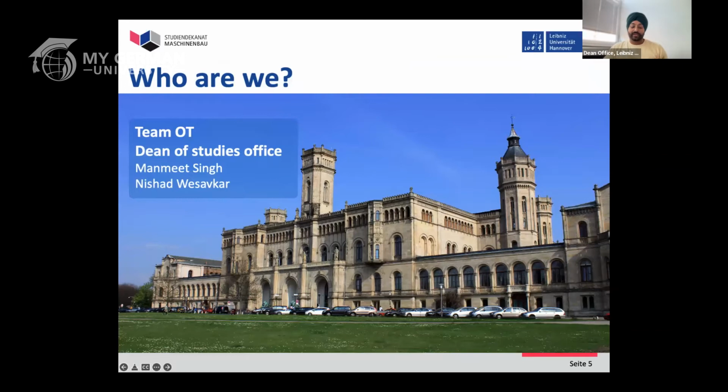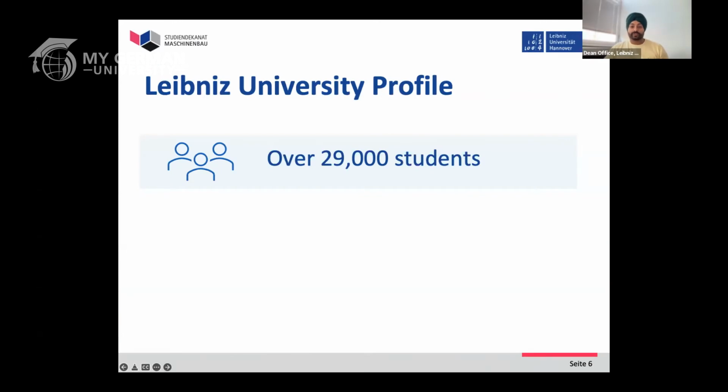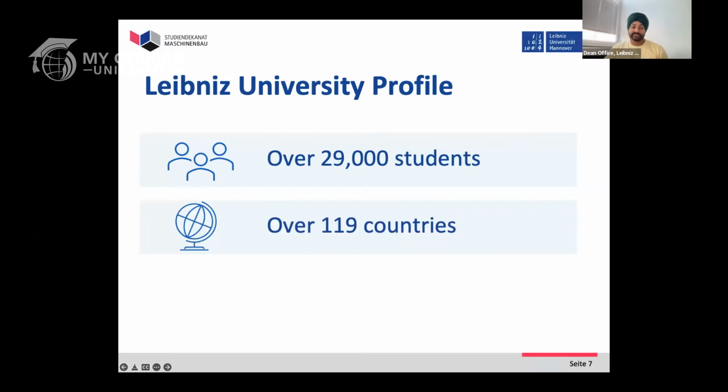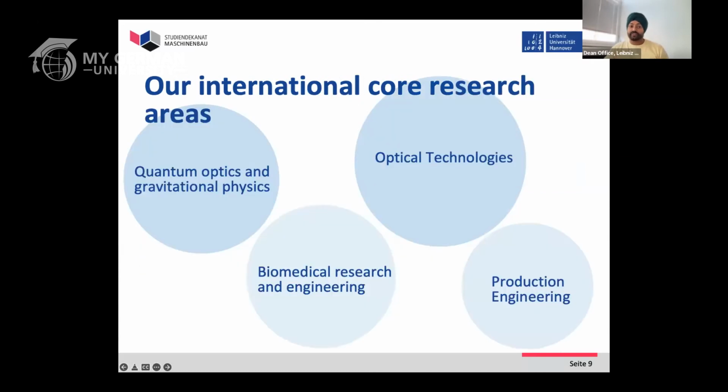So who are we? Me and my colleague Nishad, we both are from the Dean of Studies Office. We look after the master program at the Dean's Office along with our wonderful team. We both have also studied optical technologies, so we are here to present our study program. Before the study program, some facts about Leibniz University Hannover. It is one of the TU9 universities with over 29,000 students from over 119 countries and 150 institutes. We concentrate on our international core research areas, which are quantum optics and gravitational physics, optical technologies, biomedical research, engineering, and production engineering. Why we concentrate so much on optical technologies and quantum optics and gravitational physics, you will get to know later on.